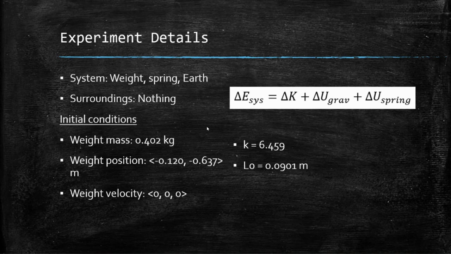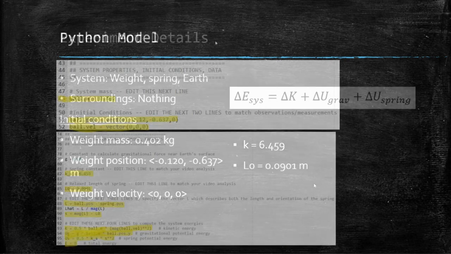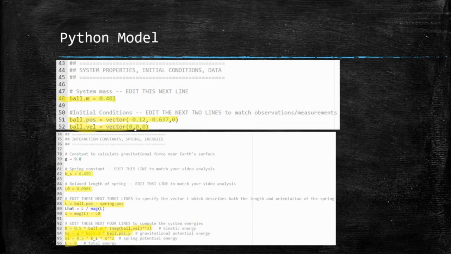For the details of the experiment, for this lab, we're taking the system to be the weight attached to the spring itself, and the earth. And since these are the only objects that are going to have any real effect on the energy, the surroundings are just nothing. The mass of the weight is 0.402 kilograms. The initial position is this, and the initial velocity was 0. And I calculated the spring constant and the relaxed length of the spring, both using the oscillation period formula from the last slide.